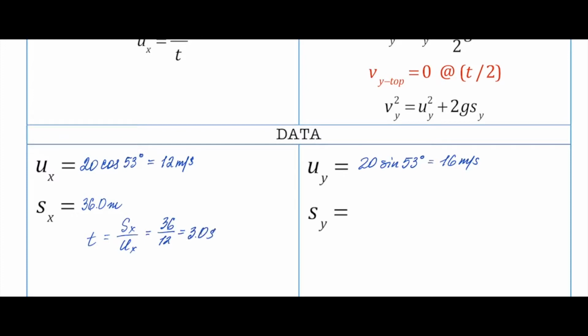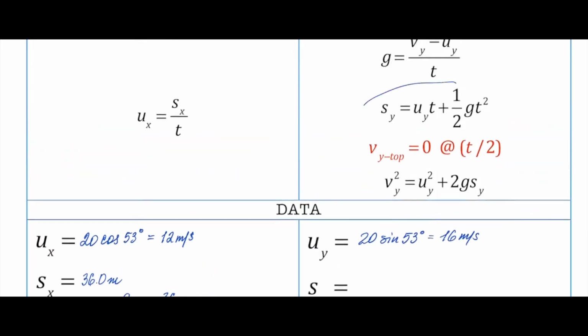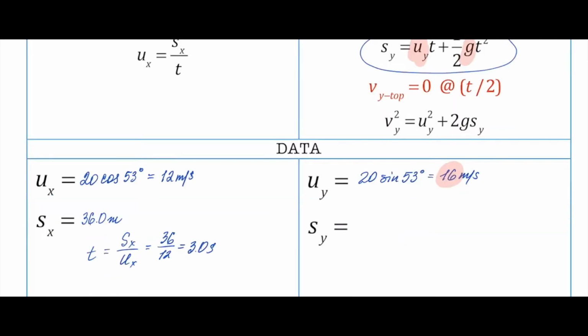So now that we have our time, we can go for the time square formula. Again, make sure that you remember that UY, which was 16, is upwards, whereas G, 9.8, is downwards. That gives us 16 times 3 minus 4.9, because that's half of 9.8, times 9, which is 3 squared. That gives us 3.9 meters.